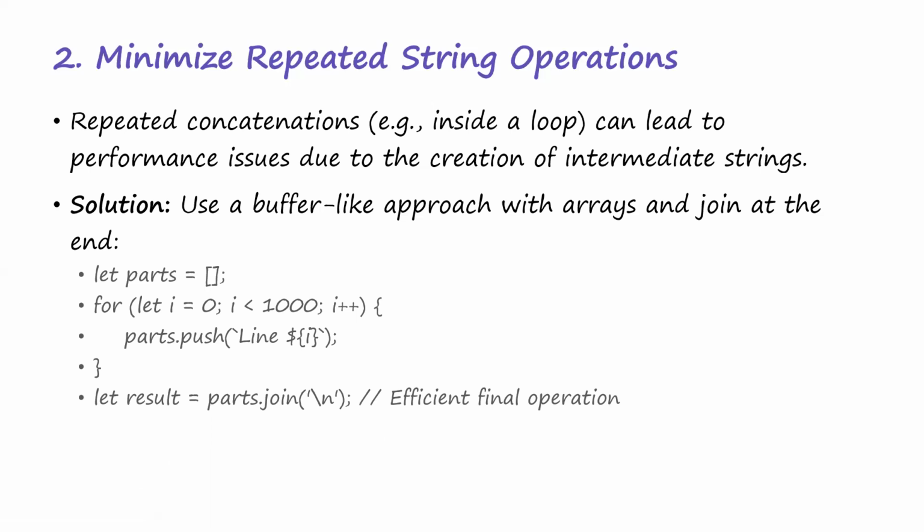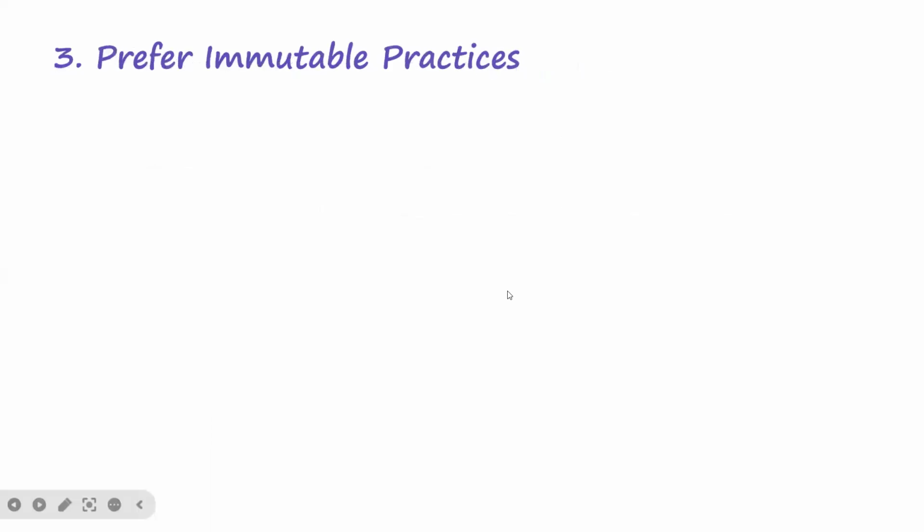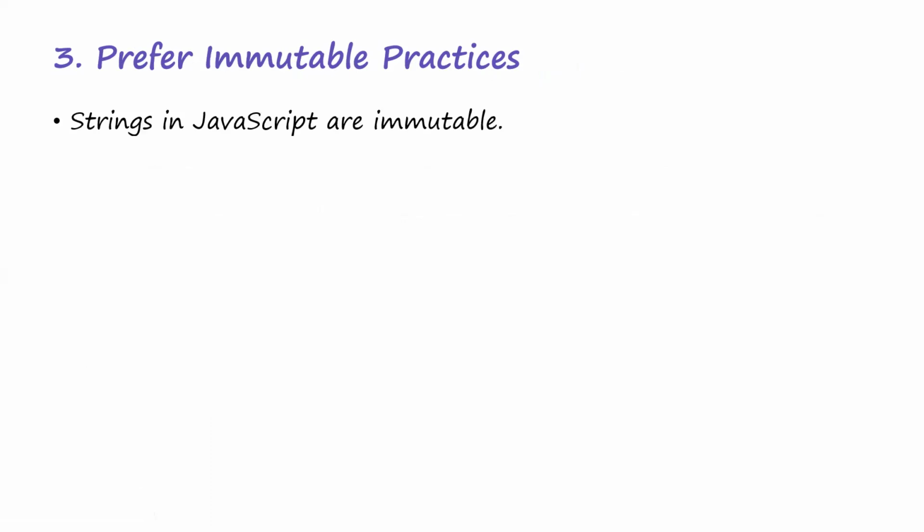When you're working with repeated string operations in arrays, in loops, you use array.join. But the advice is don't use array.join for simple cases. Use array.join when you have a loop like this, a very long one, 1000 iterations. All right. So prefer immutable practices. Strings in JavaScript are immutable.